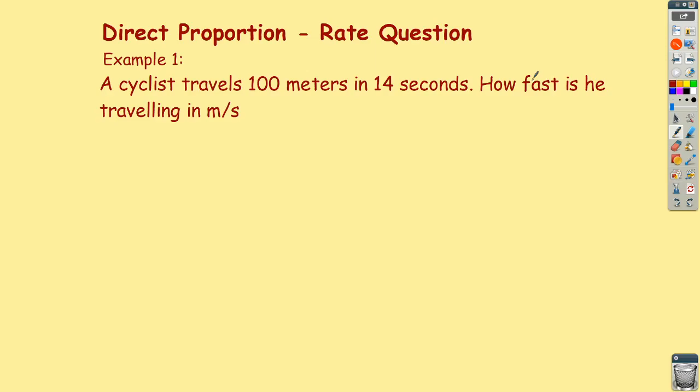So we're being asked here, example 1: a cyclist travels 100 meters in 14 seconds. How fast is he traveling in meters per second? A good way to look at this second sentence to help you interpret what the question's actually asking is, if it wants to know how fast he goes in meters every second, what it's saying is: how far would he travel in 1 second?